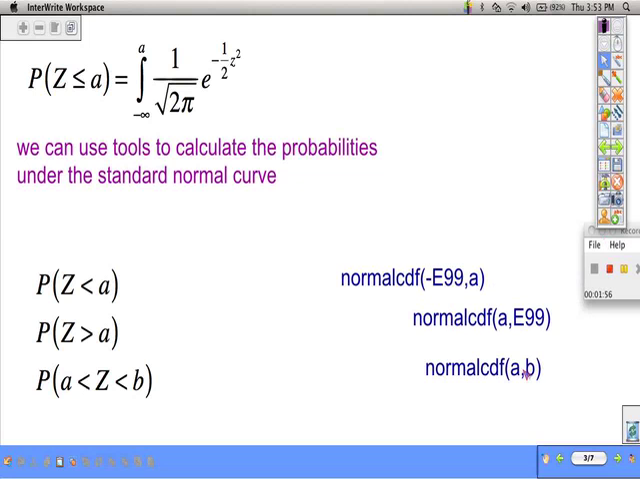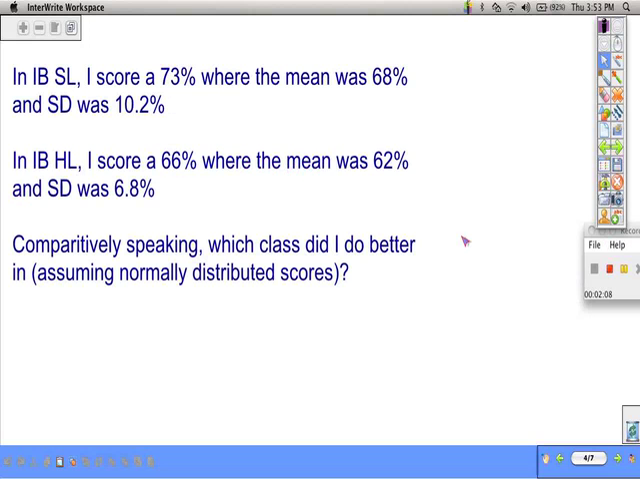Using the table, we have to do a little bit of subtracting and piecing together these areas. The calculator can do it real quick for us, but you're going to have to do things without your calculator. So we're going to look at this both ways, both with the table and with the calculator.